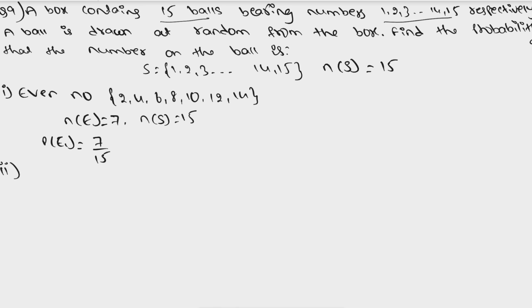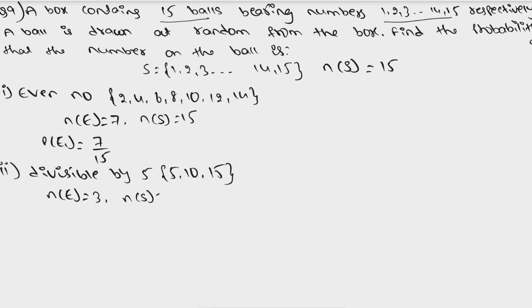Second one is the probability of getting a number which is divisible by 5. Divisible by 5 means the multiples of 5. Multiples of 5 are 5, 10 and 15. How many favorable outcomes do we have? 1, 2 and 3. And total outcomes are 15. The probability of getting the second event is 3 by 15, which can be simplified as 1 by 5. This is our second one.